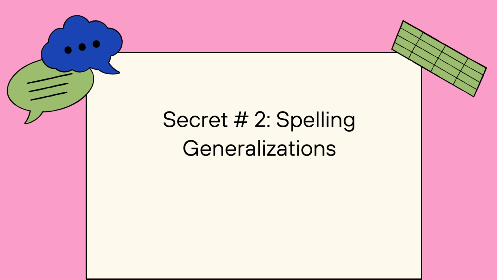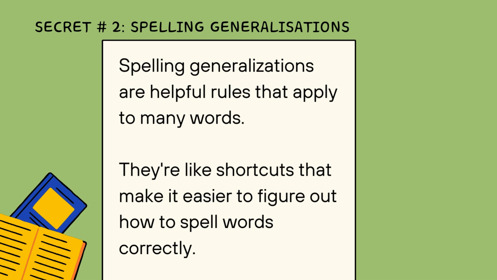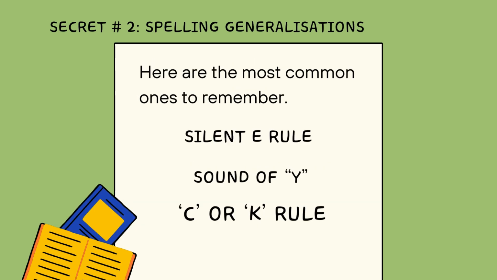Secret 2. Spelling generalization. Spelling generalizations are helpful rules that apply to many words. They're like shortcuts that make it easier to figure out how to spell words correctly. Here are the most common ones to remember. Silent E rule, sound of Y, C or K rule.